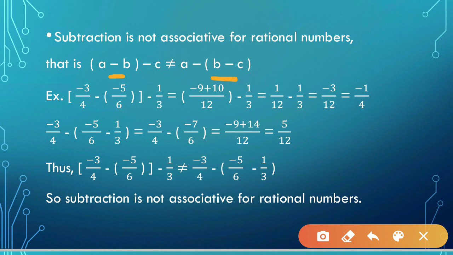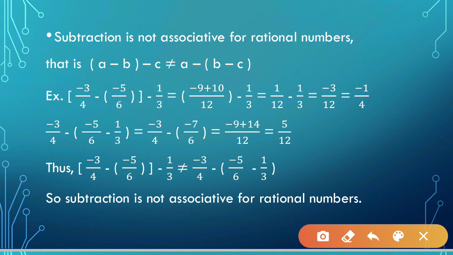That's it. It means a minus b in one bracket, minus c, is not equal to a minus, then in bracket, b minus c. Let's prove that LHS is not equal to RHS. In the place of a, take minus 3 by 4. In the place of b, take minus 5 by 6. You can take any number; for this proof, it is up to you which number you want to take. And in the place of c, let's take 1 by 3.